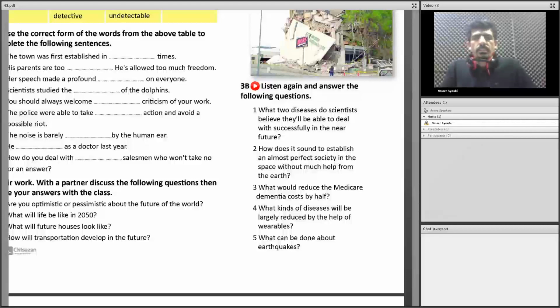Part B. Listen again and answer the following questions. You can listen once more and answer the questions, but I'm going to read the questions and answer them. Number 1, what 2 diseases do scientists believe they will be able to deal with successfully in the near future? Well, the 2 diseases are Alzheimer's disease and dementia. Number 2, how long does it take to establish an almost perfect society in space without much help from the Earth?